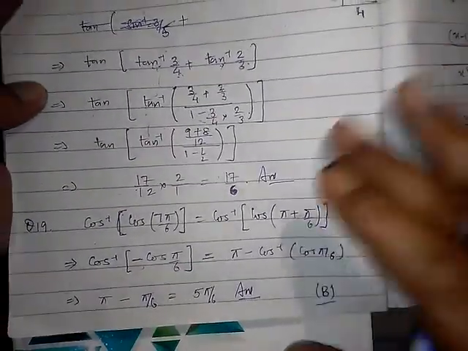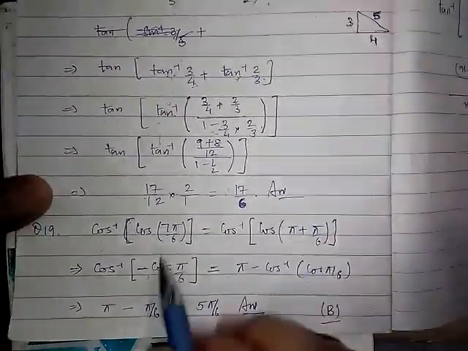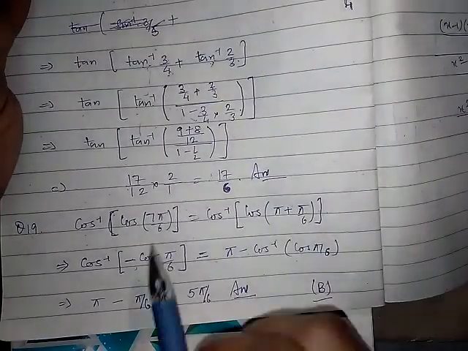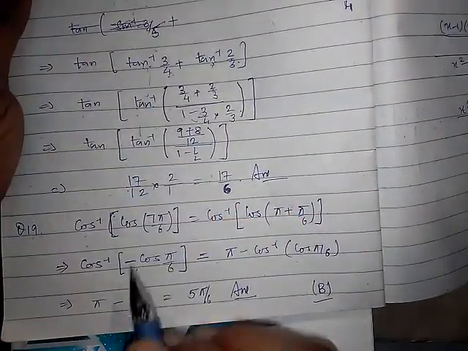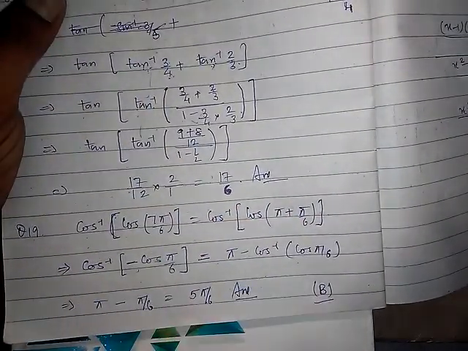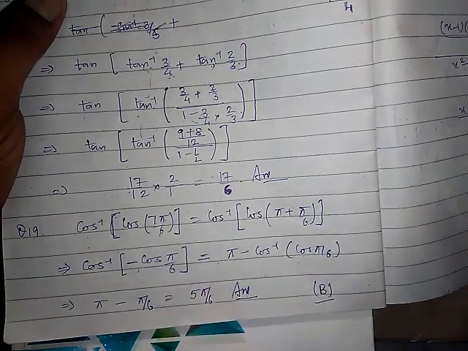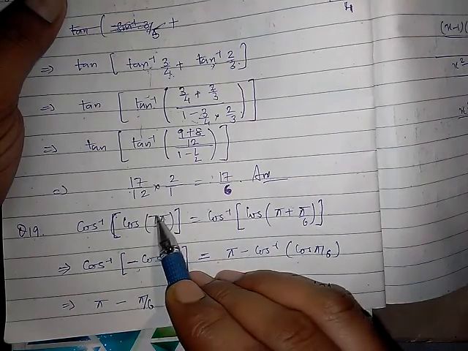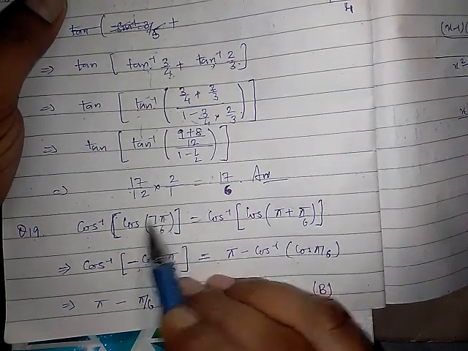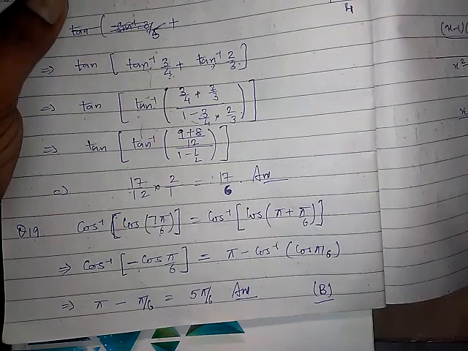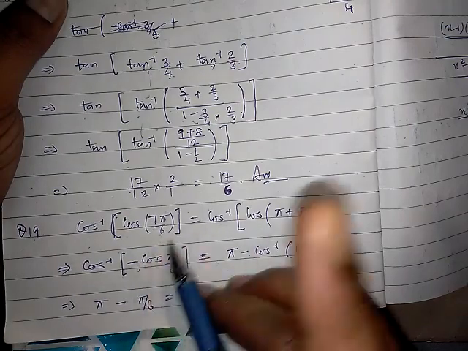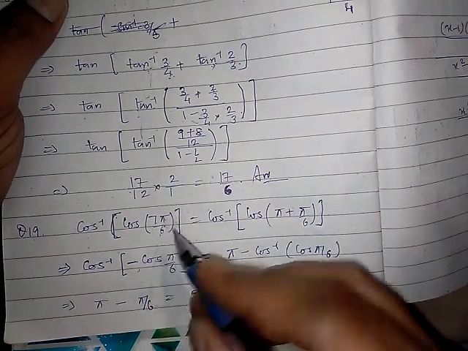Then here comes question number 19. Cos inverse of cos 7 pi by 6. Again, we are getting a question of the type of 16 and 17. So can you cancel out these two terms directly to get the answer 7 pi by 6? No, because this angle does not belong to the range of the cos inverse function, that is 0 to pi. Clear? Again, knowledge of the table is required over here. So this angle does not belong to 0 to pi. It means we have to convert this angle.